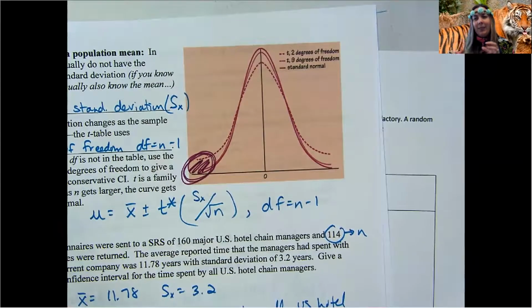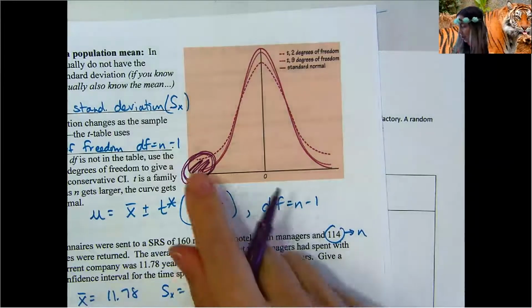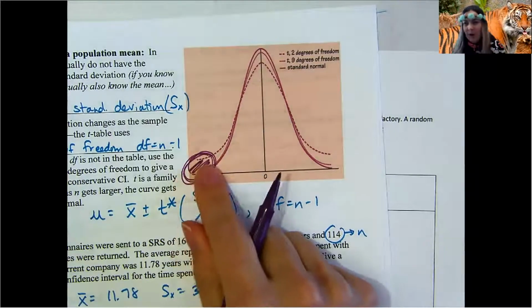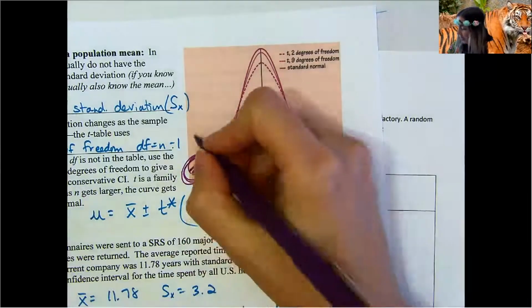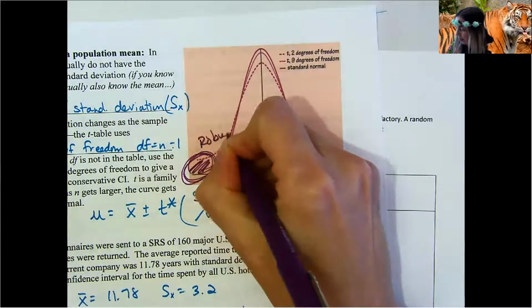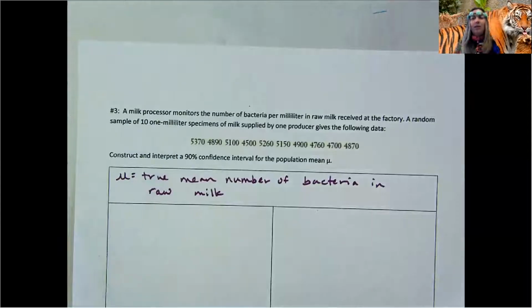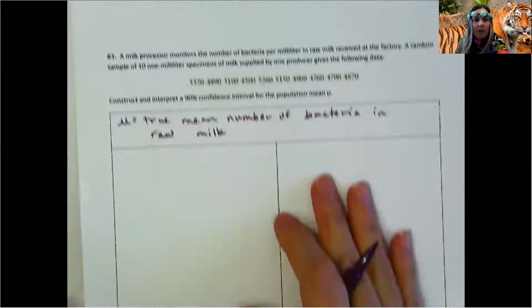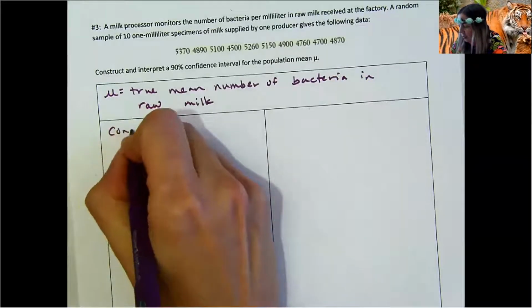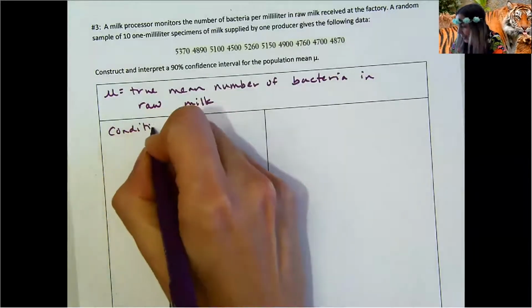So if your data leans a little bit left or a little bit right, it's going to be okay because the t distribution has more space out there. What they call this is robust. T distributions are robust. What we don't want to see though are major outliers, but a little bit of a skew is okay. Let me show you what I mean. Let's run through these conditions, you cool cats and kittens.